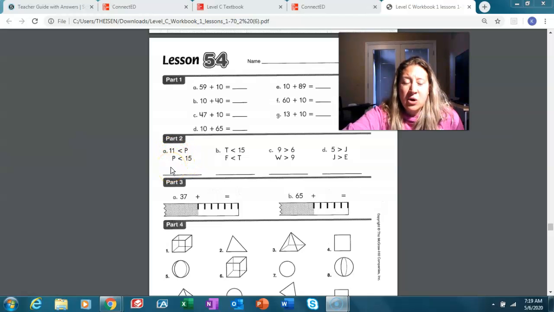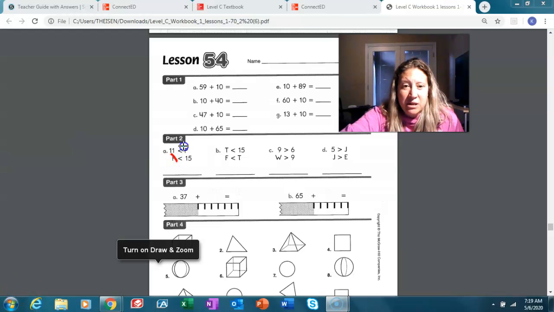So for A, which one are we going to eliminate? We're going to eliminate the P, right? So if we take away the P, which two numbers are we now going to compare? 11 and 15, okay? And what does it say about 11 and 15? It says that 11 is less than 15, right? So we should have this.